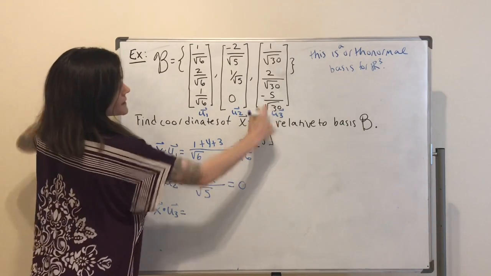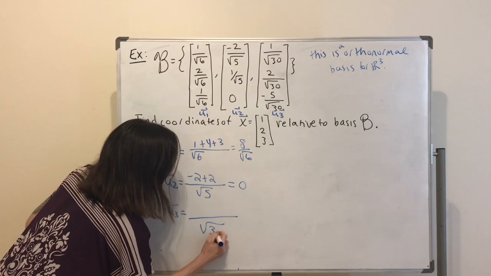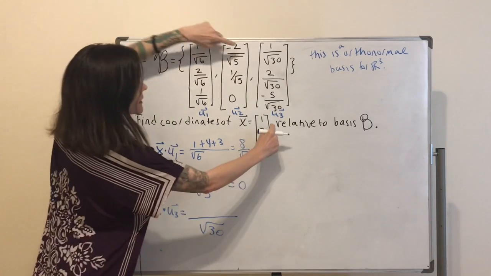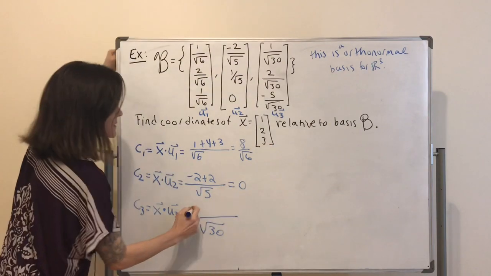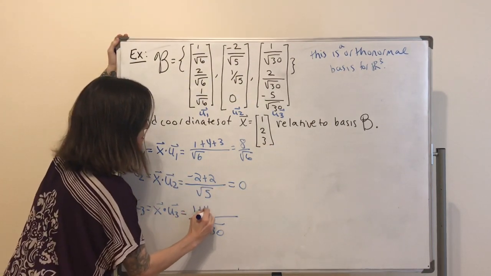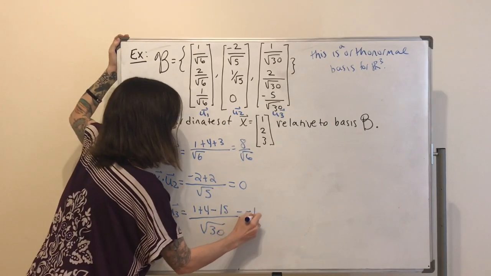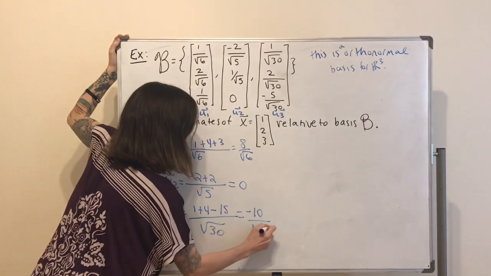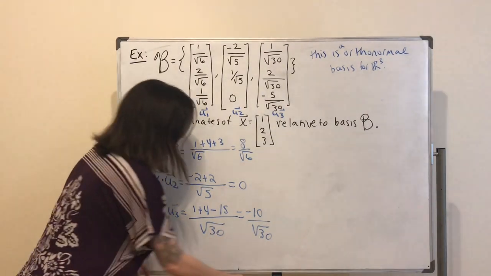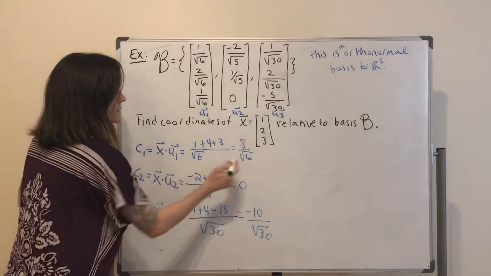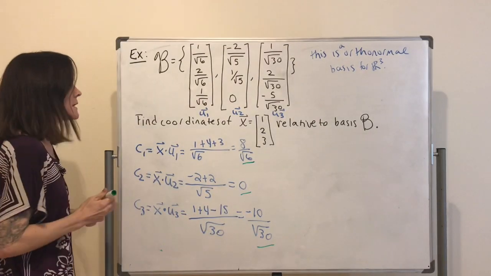Here we go. It's going to be all over the square root of 30. And we get 1 plus 4 minus 15, negative 10 over the square root of 30. Okay, so my coordinates with respect to this basis are here. This one, this one, this one. Okay, in that order.